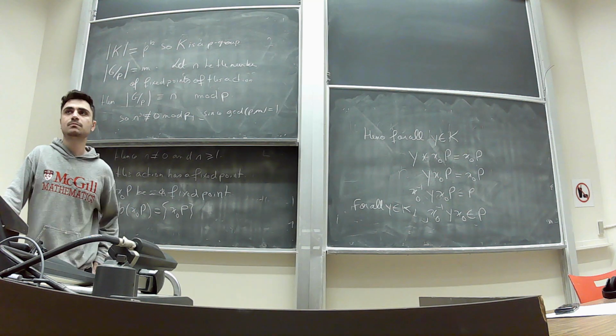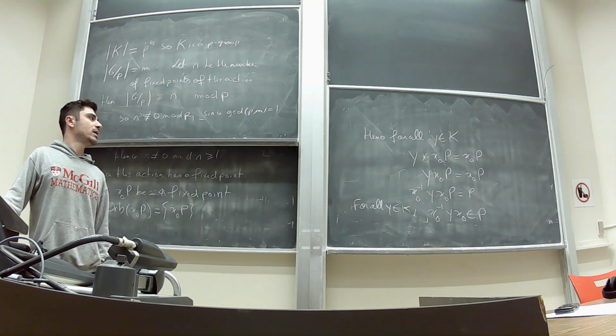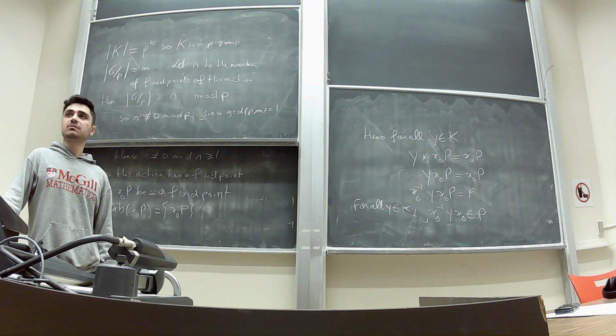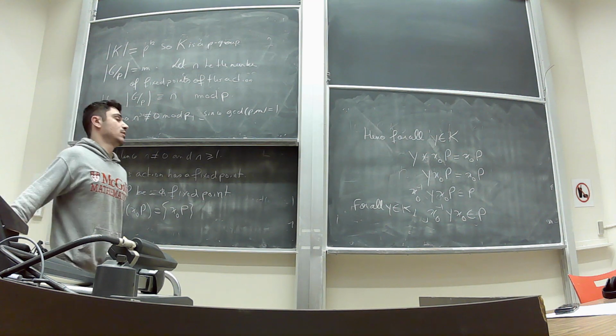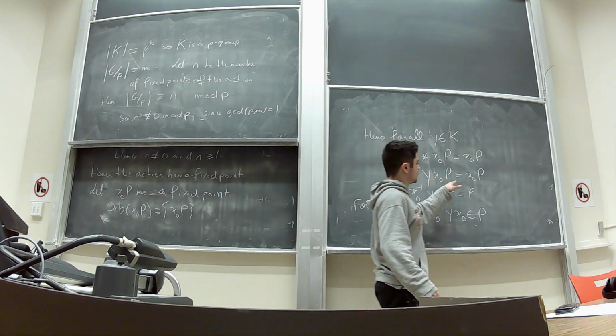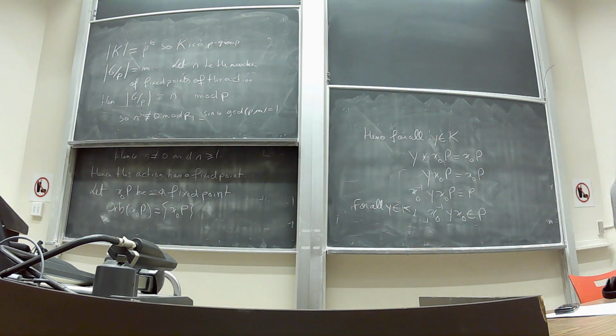Alright. So for all y in K, y star x0P is equal to x0P. This is what's meant to be a fixed point. Now the definition of my star is y x0P is equal to x0P. Then bring the x0 on the other side by multiplying by x0 inverse, so you get x0 inverse y x0P is equal to P. This has nothing to do with group actions.